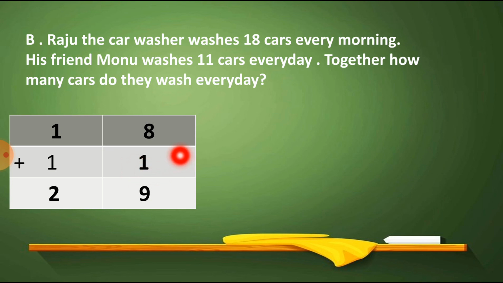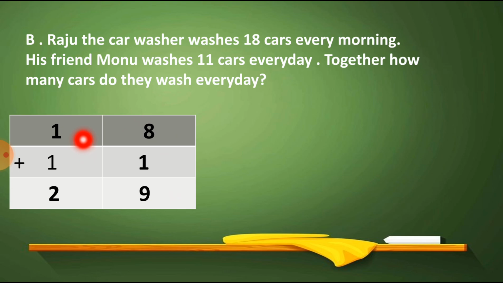As per the rules, we have to add the ones column first. Here is the ones column, 8 plus 1. So 8 plus 1 is equal to 9. We have to write number 9 under the ones column. Let's move to the tens column now.